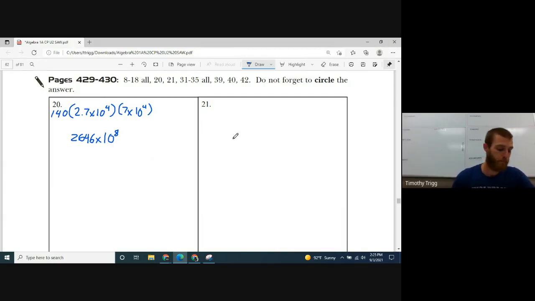Question 21. Astronomy. The distance light travels in 1 second, in other words, 1 light second, is about 1.86 times 10 to the 5th miles. So I'm going to go ahead and write that down. 1.86 times 10 to the 5th miles. That's how far it travels in 1 second.